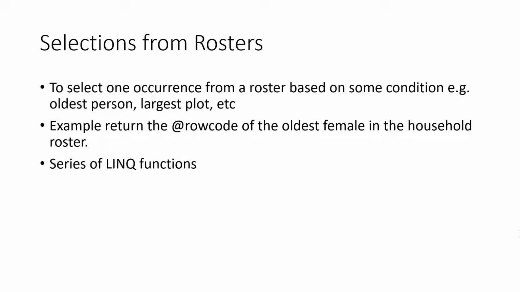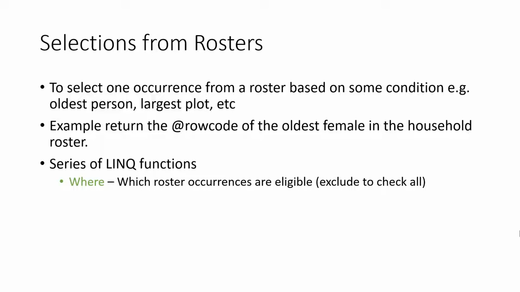To do this, we're going to use a series of LINQ functions because, after all, we are working with a roster. So the first function we're going to learn is called where. And this function tells the query we're running which roster occurrences are eligible. This is used if only some of the roster occurrences are relevant to our search. So you can exclude the where function if you'd like to search through everything in the roster. Next, we're going to learn order by. And this function sorts the roster occurrences by the selected variable.